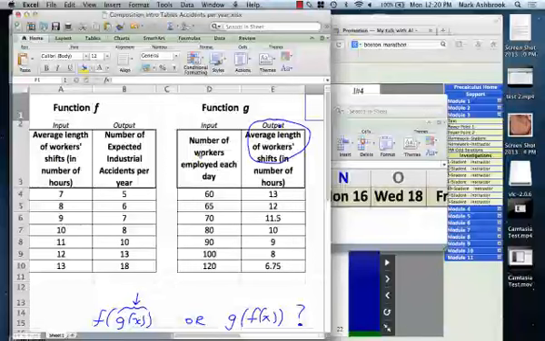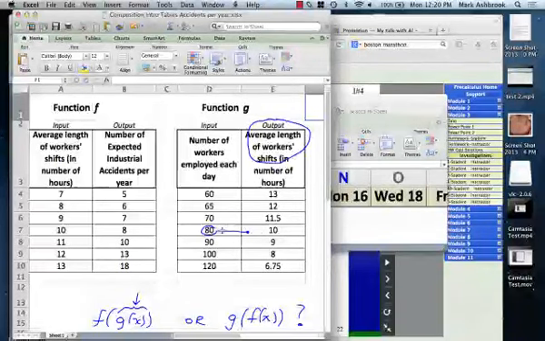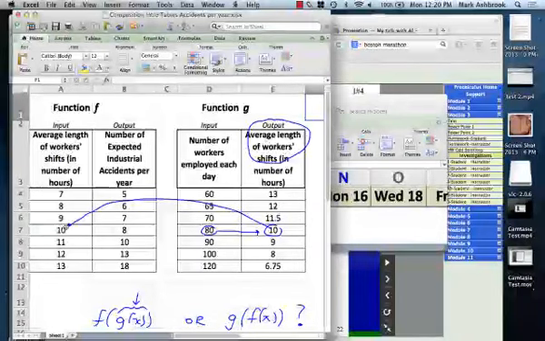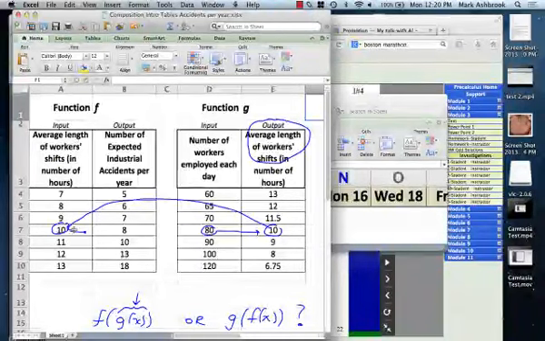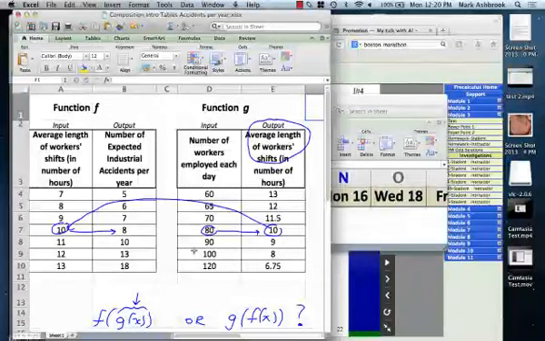All right, so what we were doing last time, we said, okay, so if you got 80 workers, you get a shift length of 10, and then a shift length of 10 in function f results in, we estimate, 8 accidents a year, okay? And that was that process we did for several examples. So could we have a one-step process that did this whole thing all at once? And if we did, what would the input be? What quantity would be the input?